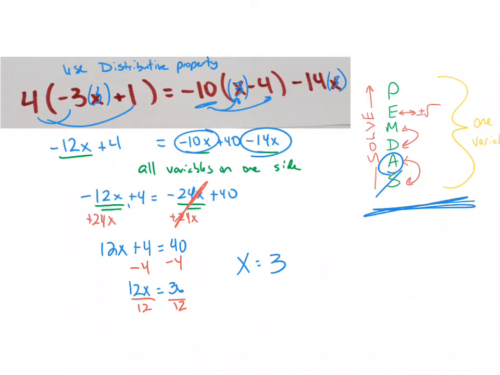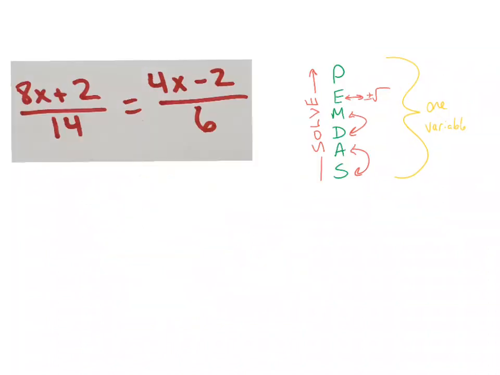Negative 3 times 3 is negative 9. Negative 9 plus 1 is negative 8. 4 times negative 8 is negative 32. So the left side is negative 32. 3 minus 4 is negative 1. So I get negative 1 times negative 10 is positive 10. And then negative 14 times 3 is minus 42. So negative 32 does equal negative 32. It works. We know we did it right. So this is a correct answer.